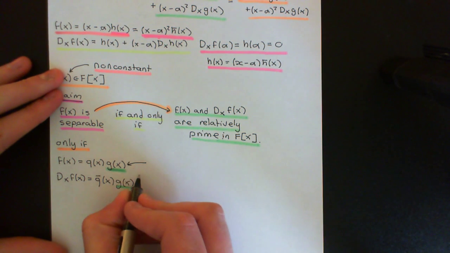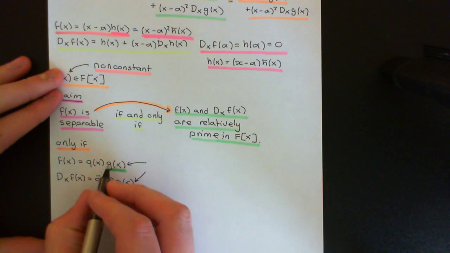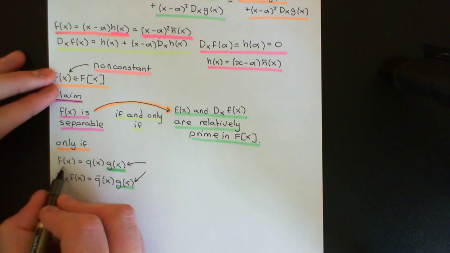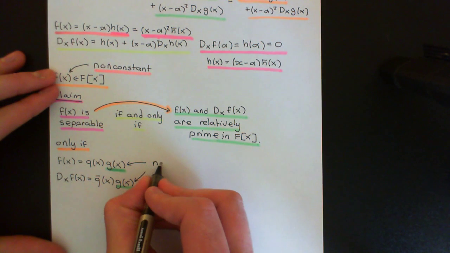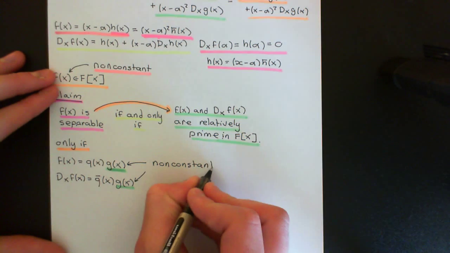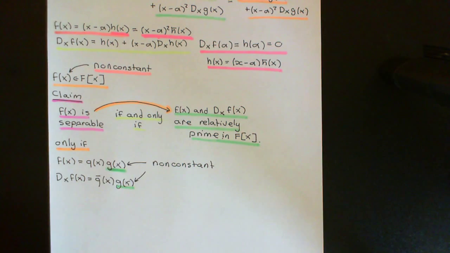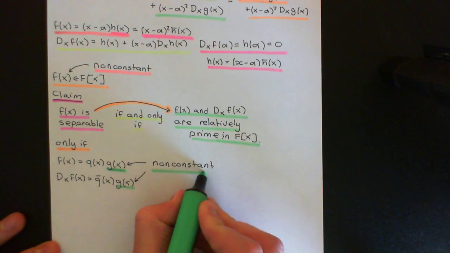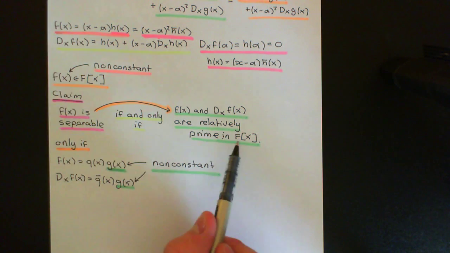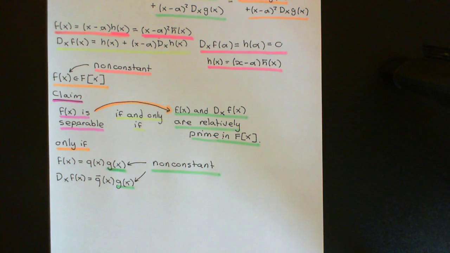I also know that it's not going to be the 0 polynomial, because if it was the 0 polynomial then that would imply f of x was the 0 polynomial, and we're assuming f of x is non-constant. Therefore I can conclude that the polynomial g of x is a non-constant polynomial. So f of x and the derivative of f of x would have some non-constant polynomial in common. They will be writable as multiples of this polynomial in the ring of polynomials over the field capital F.